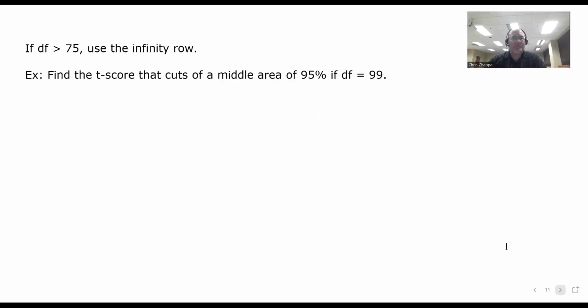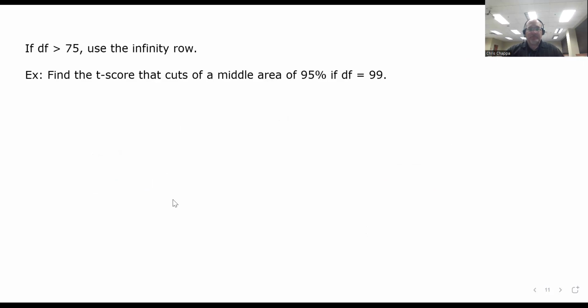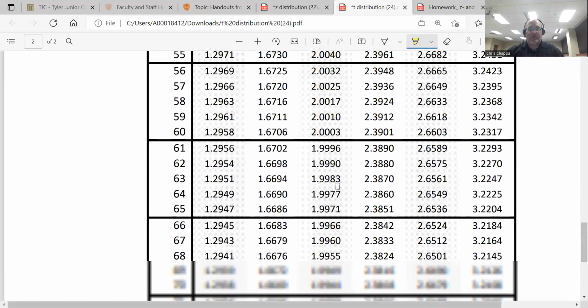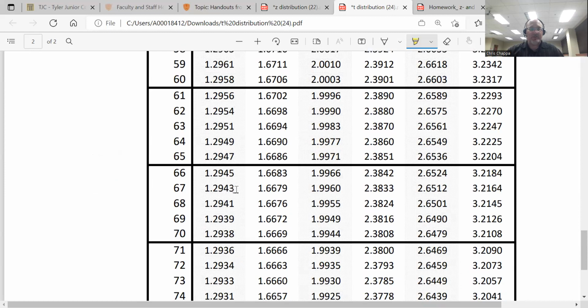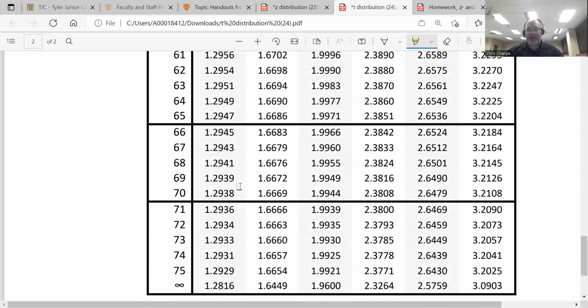All right, a couple of issues with the t-chart. Number one, it can only accommodate so many degrees of freedom. In fact, the last one is 75. After that, you'll see what's literally an infinity row. It's the craziest counting ever. 71, 72, 73, 74, 75, infinity.